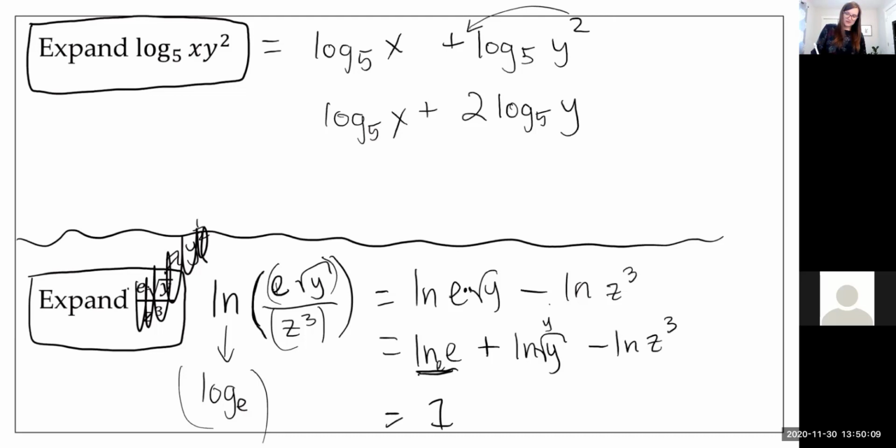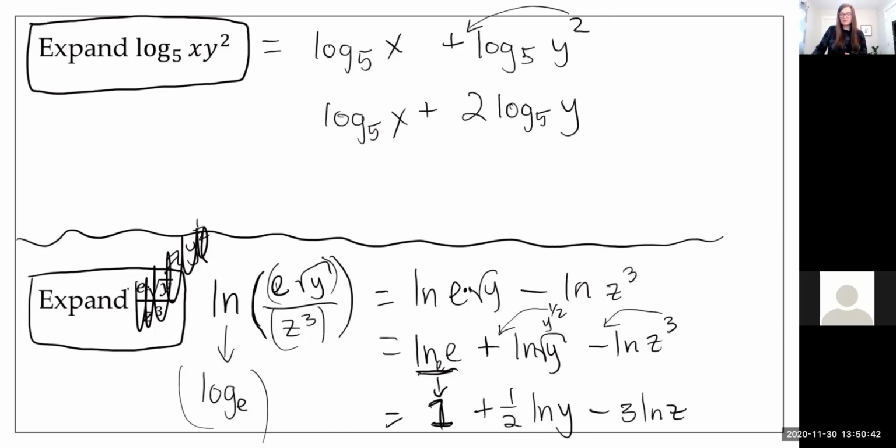Now root y is y to the half, so this will be plus 1/2 ln y, and this will be minus 3 ln z. That one's a little more tricky, so I just wanted to show you a more complex example as well. So if you have a root, you use its fractional exponent form and then drop that down. If it's just an exponent, that's coming down as well. And if something can simplify, then you simplify it.